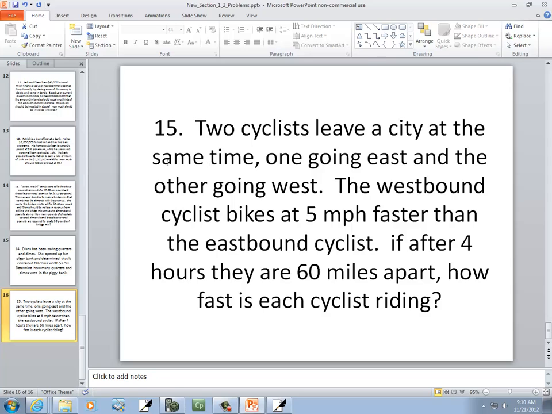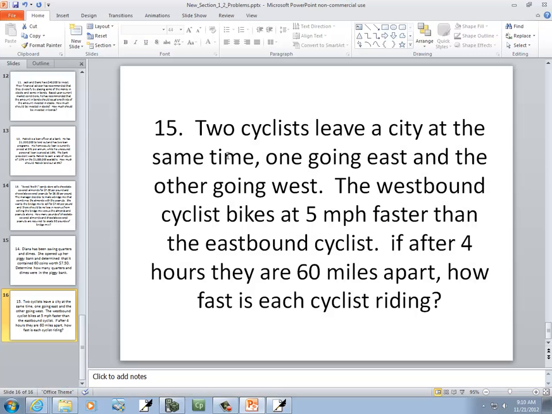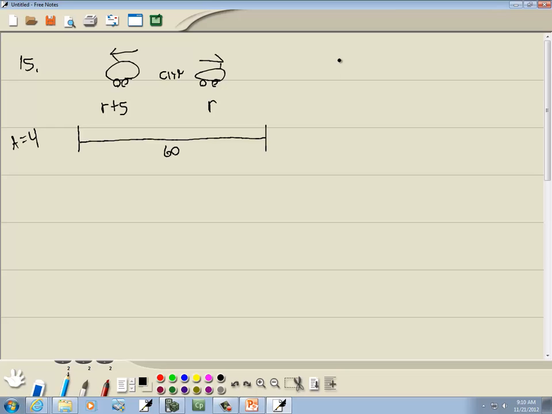If after 4 hours, t is equal to 4, they are 60 miles apart. So the distance that they get apart will be 60. It says how fast is each cyclist riding. This is based upon the formula distance is equal to rate times time. So they're working together to achieve this distance. So we're going to have the rate times the time of the westbound plus the rate times the time of the eastbound. And that's going to give us our total.